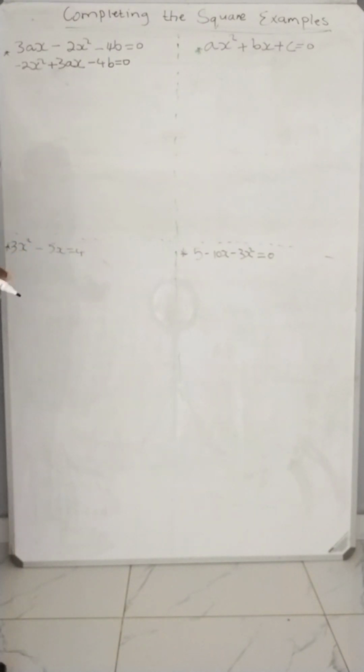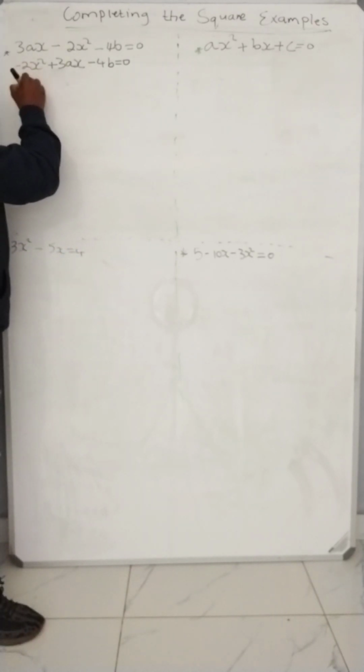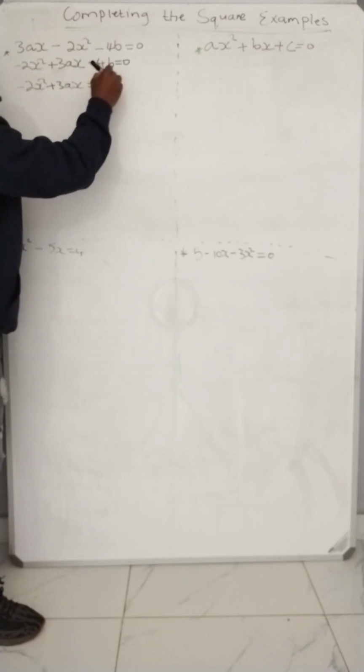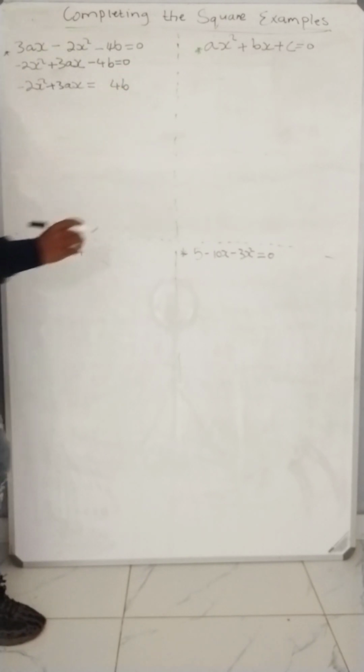Our equation is now in standard form, and then the next step is we're going to take the constant term to the right hand side of the equal sign and leave the terms with an x on the left side. So that is minus 2x squared plus 3ax is equals to 4b, like that.